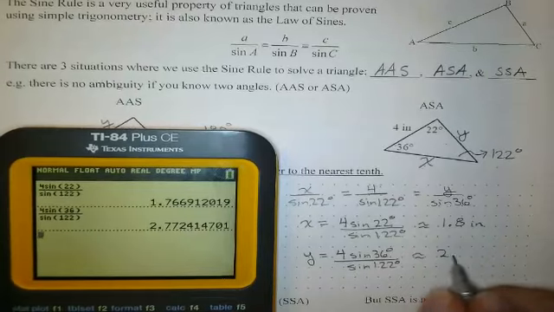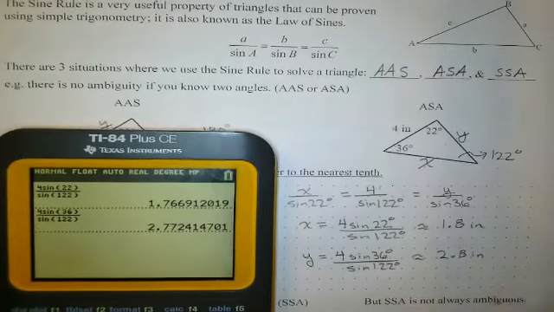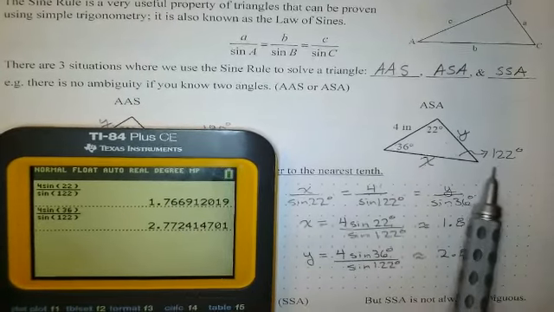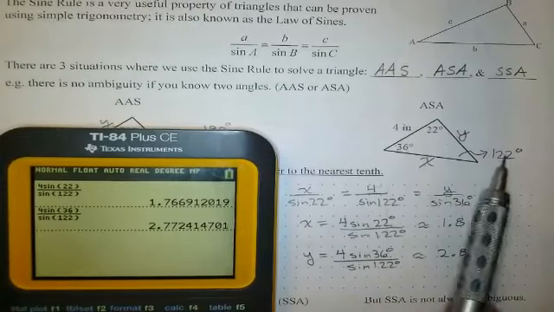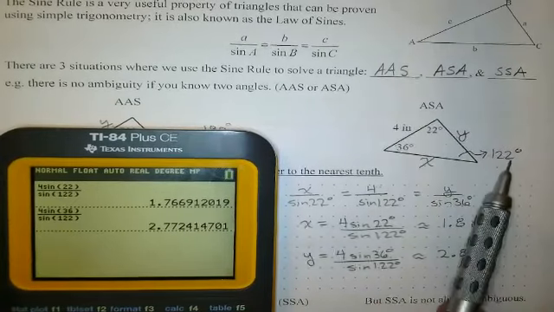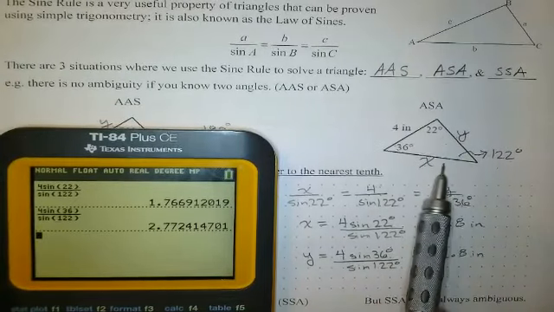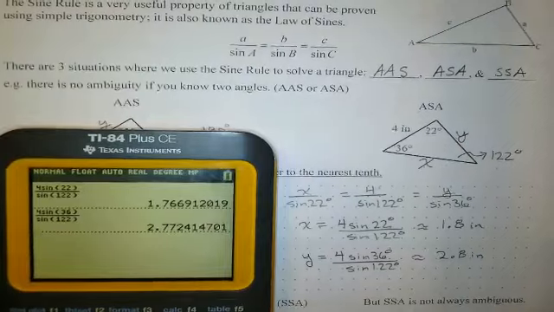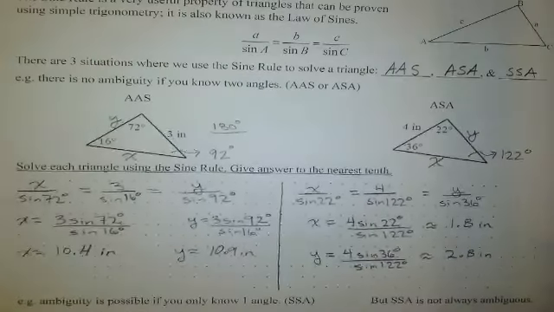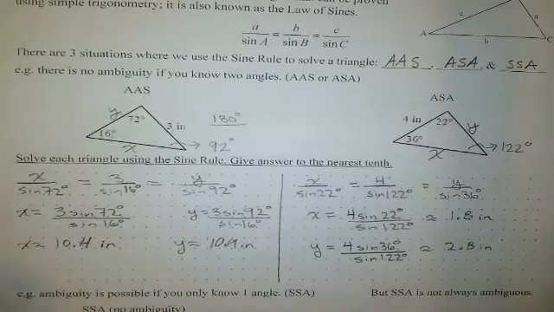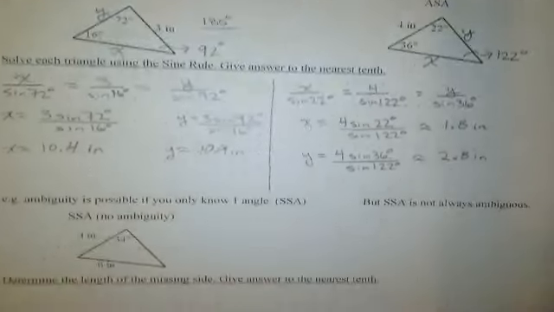And y is 2.8 inches. Once again, notice here our biggest side is opposite the biggest angle, and the smallest angle is opposite the smallest side. Okay, that's it. That's the law of sines. It's fairly straightforward when you know two angles. Nothing really too hard there, right?